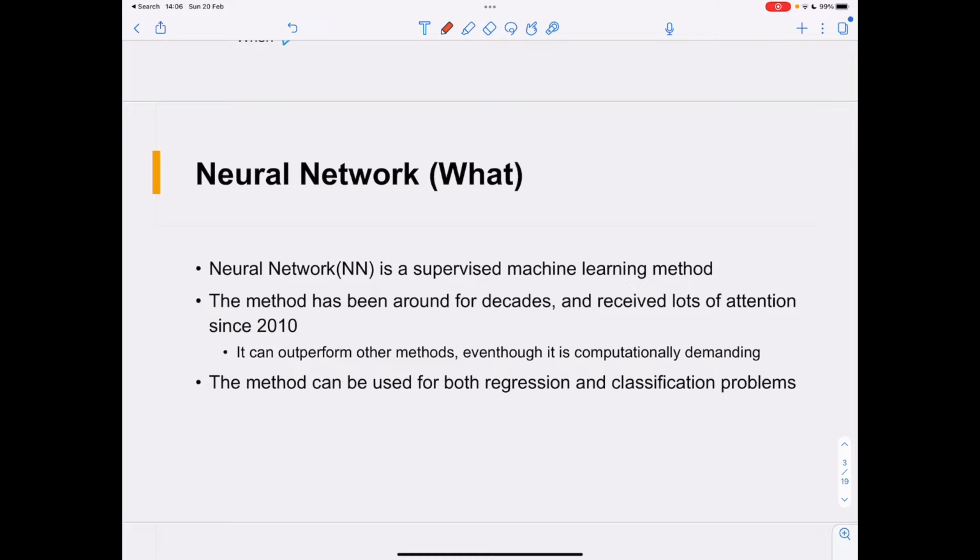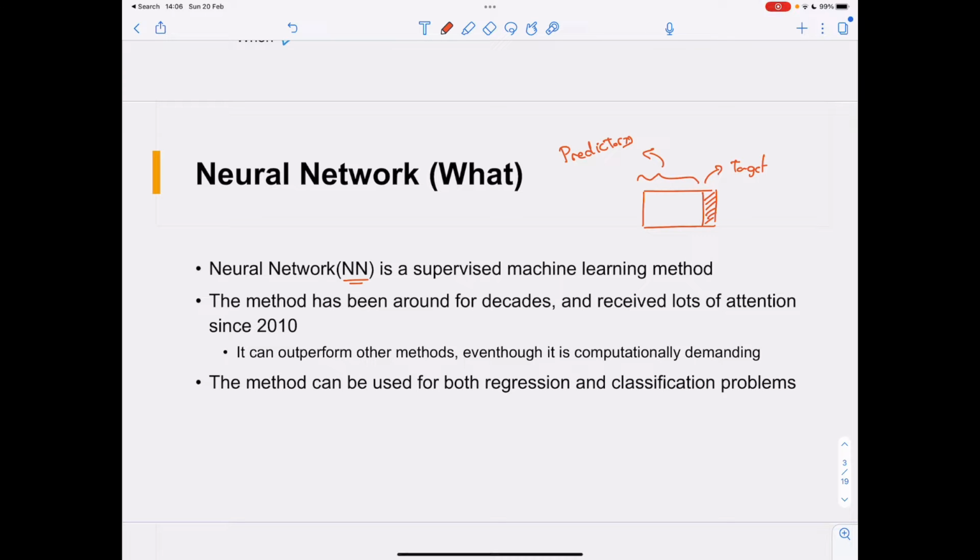Okay, neural networks. So neural network, from now on I will call it NN, sometimes neural network, is a supervised machine learning method. So it's a machine learning method first, and it's supervised. It means that we have to use it when we have a target variable. This is our data, this is the target, and this is the set of predictors.